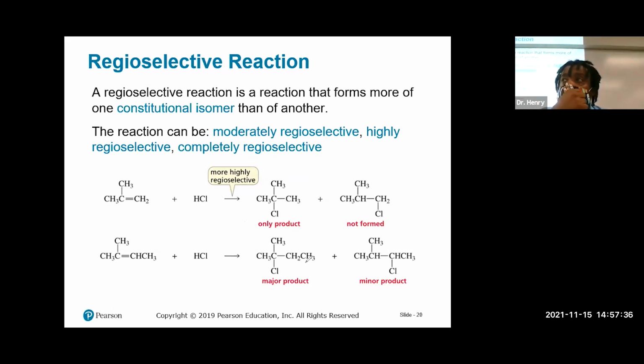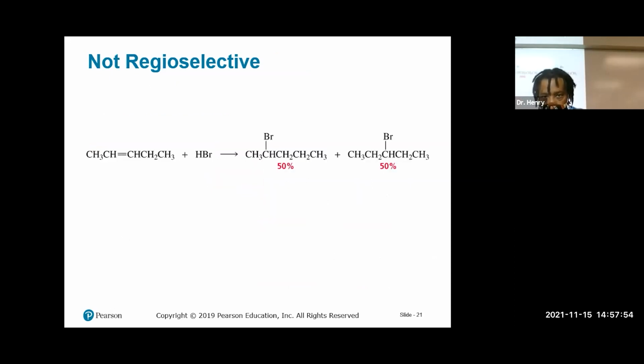And then if we have products, depending on their percentages, that's going to determine whether it's going to be highly regioselective or not. Okay, so this guy is not regioselective because we're getting that 50-50. Right? So nobody has an advantage, in other words.